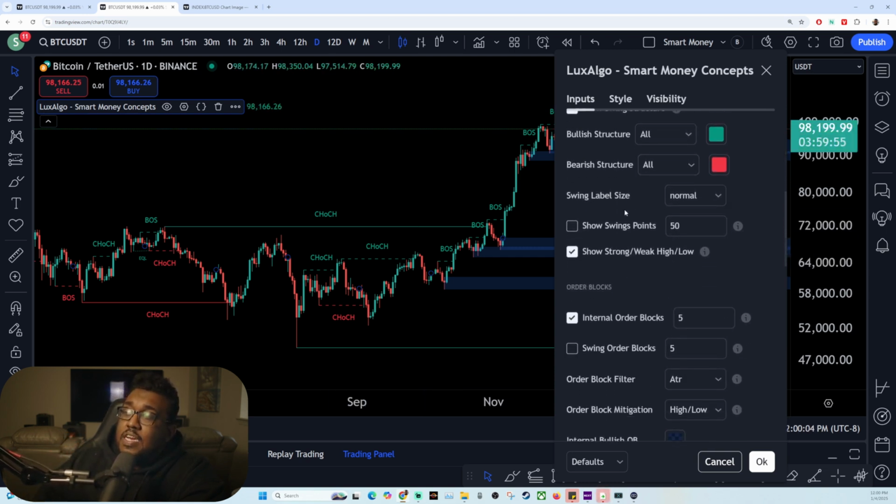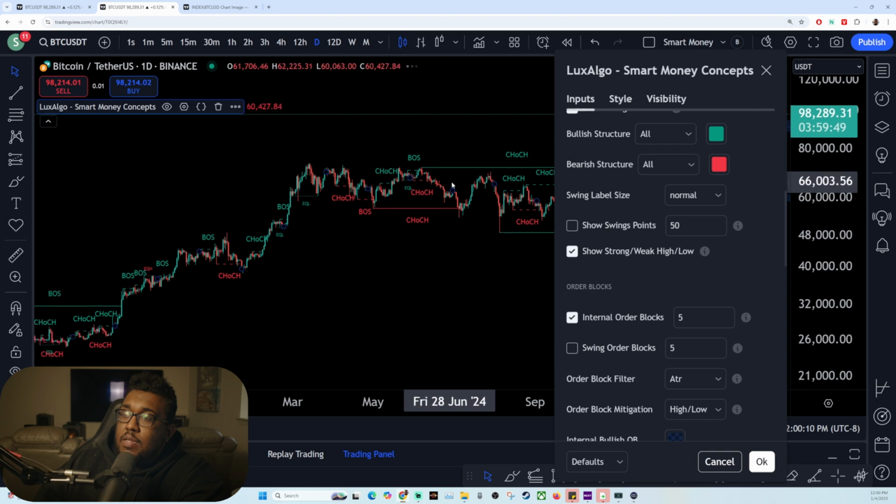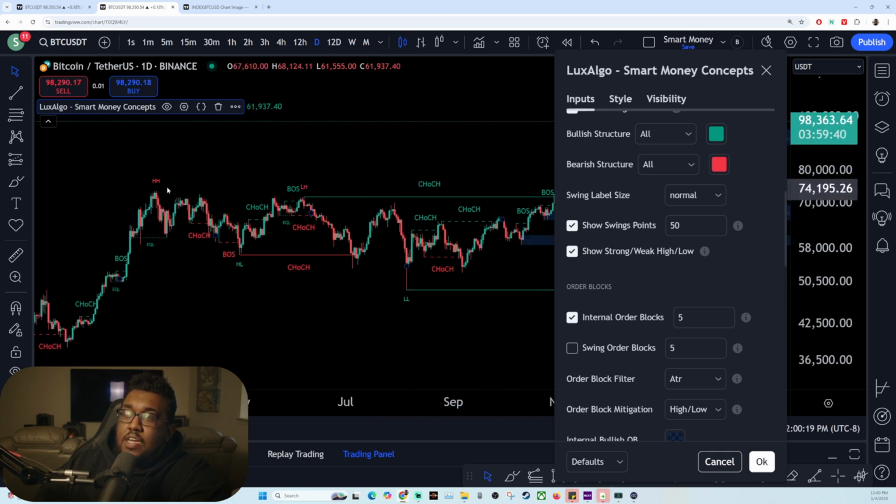Next up, you guys can see show swing points 50 and then show strong, weak, high, low. If you were to turn this on, let me zoom out a little bit more for you. They may add some swing points, highs, high, low, high, low. And that's basically just saying, hey, there was a high here. Be careful. There's a little bit of resistance.